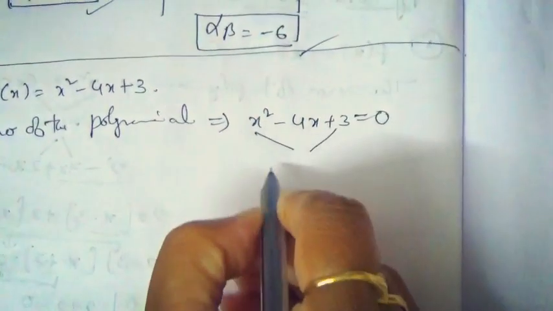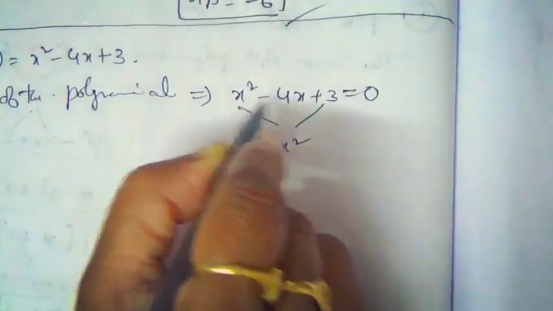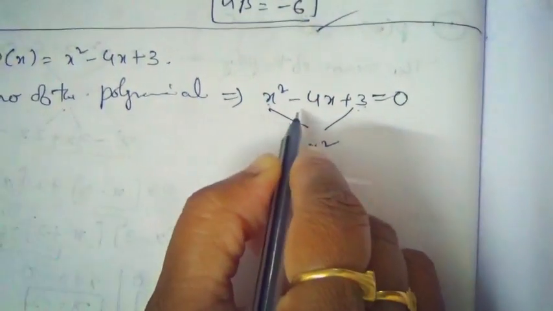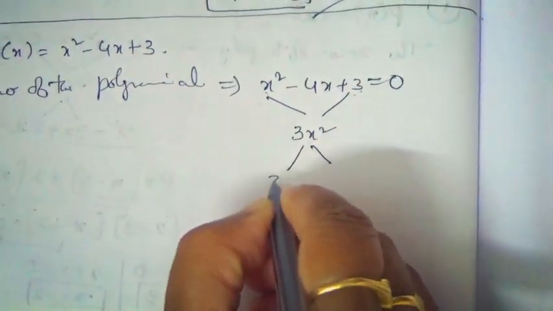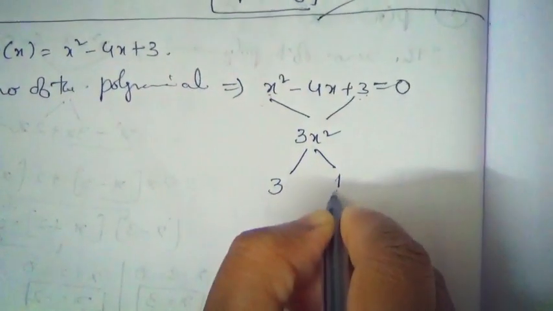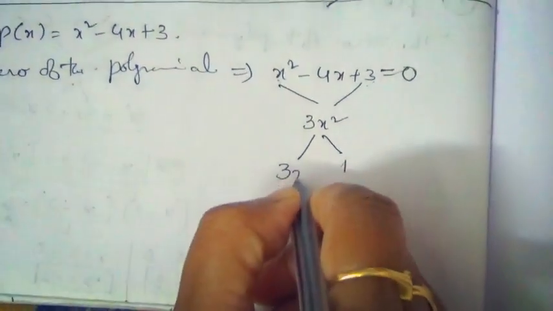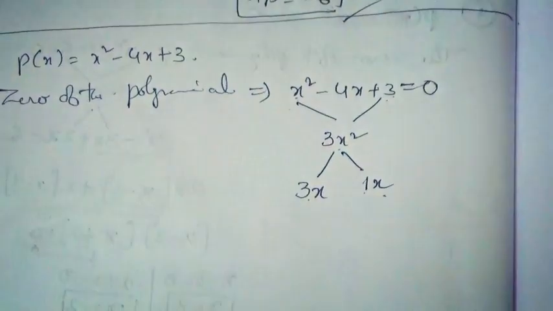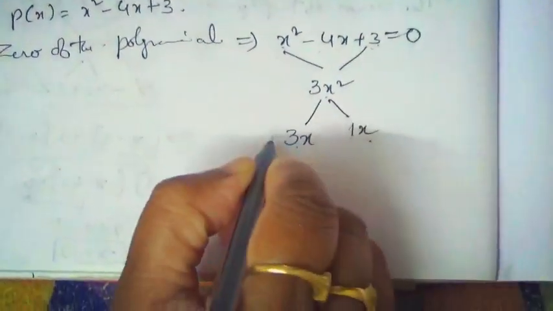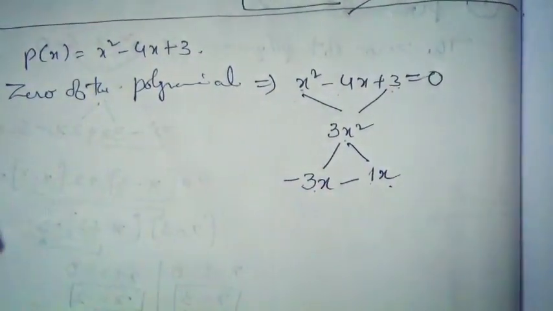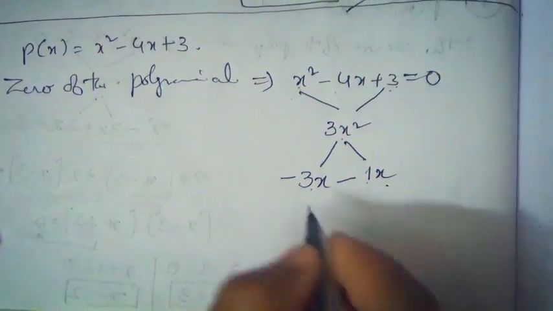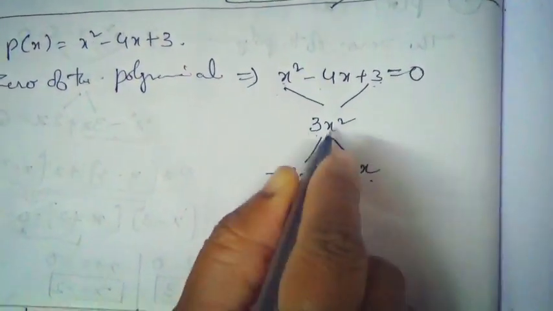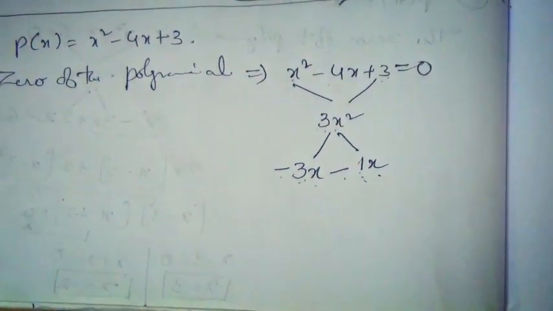Do factorization. 3 ones are 3, x into x, x square. When you multiply these two, you get 3x square, but I want minus 4x. 3 ones, 3. X into x, x square. When you multiply these two, you will get the same answer. But I want minus 4x. You just keep minus in front of these two. Then you will get minus of minus, plus. 3 into 1, 3. X into x, x square. The same you will get. Okay.